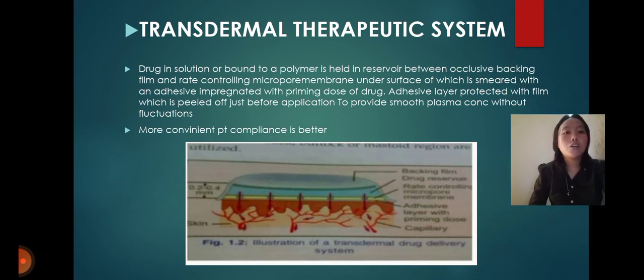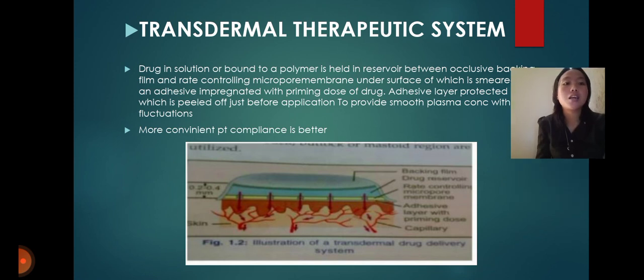Muna siya ang transdermal therapeutic system. Drug in solution are bound to a polymerase held in reservoir between occlusive backing film and rate controlling micropore membrane, under surface of which is smeared with an adhesive impregnated with priming dosage of drug. So, more convenient, patient compliance is better.